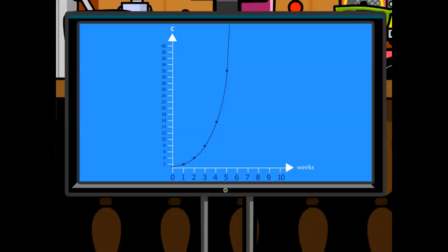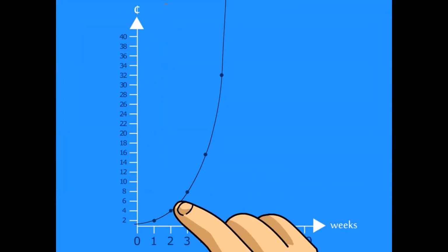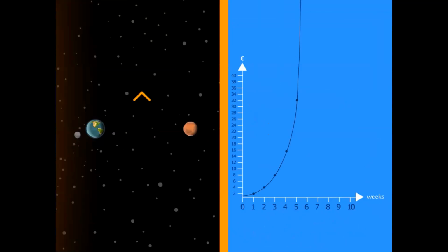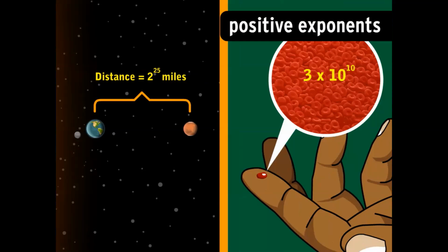When you plot it on a graph, it looks something like this. See, each increase to the exponent represents a bigger and bigger change. That's why we use them to describe stuff like distances in space, or the number of red blood cells in the human body. Exponents can represent huge quantities in a compact little package. That is, at least when you're dealing with positive exponents.